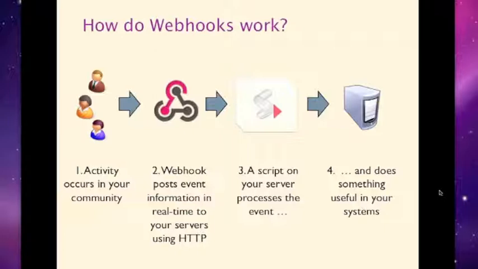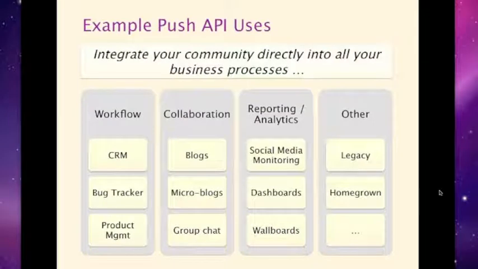So on that last step, which systems are we talking about? Here are some example uses of how you could implement the Push API and integrate with your critical business processes. Under workflow, you might want to integrate your community with your CRM system, or with your bug tracking system, or with a product management or feature tracking tool that you have. All of these allow you to bridge the gap between your community and, let's say, your customer service department, your product development team, or your product management team.